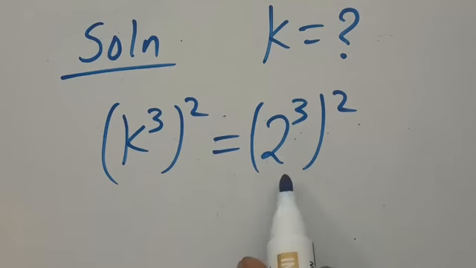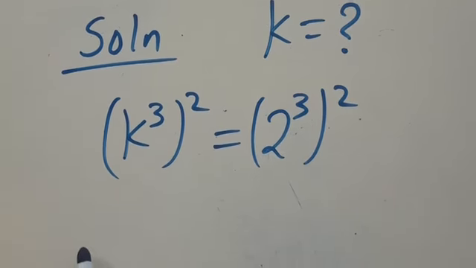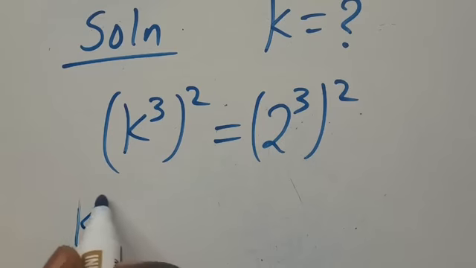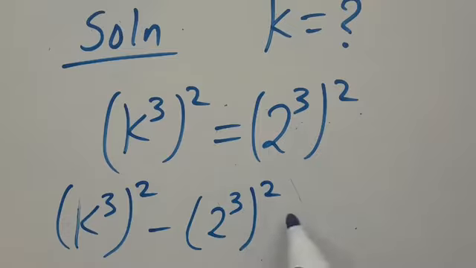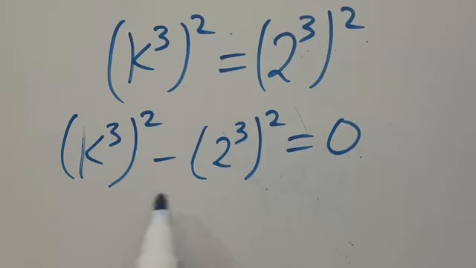So from here, let's take the whole expression to the other side. So we are going to have k to the power of 3, all in bracket, to the power of 2, minus 2 to the power of 3, all in bracket, to the power of 2. Then let's set everything equal to 0. This is the difference of two squares.